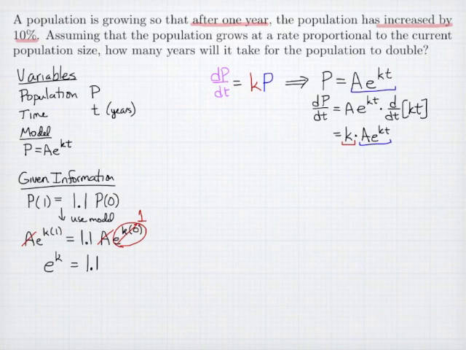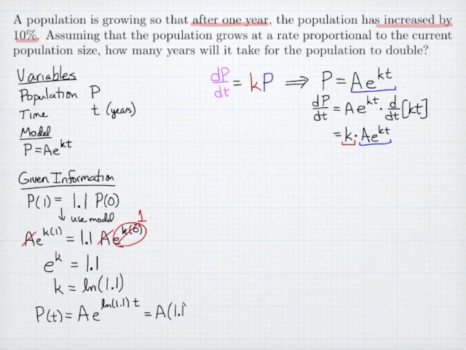I can now solve for k using logarithms. k must then be the natural logarithm of 1.1. This allows me to write my model for my population: A e to the k, natural log of 1.1, times t. Notice, by the way, that this is the same as A times 1.1 raised to the t. This is the form of A b to the t.